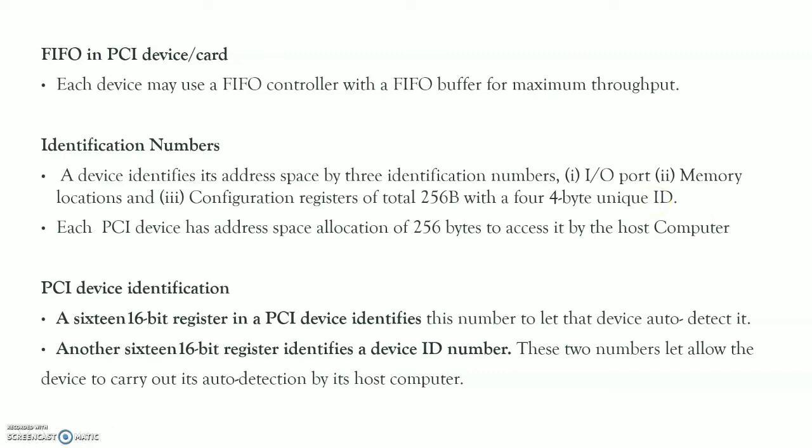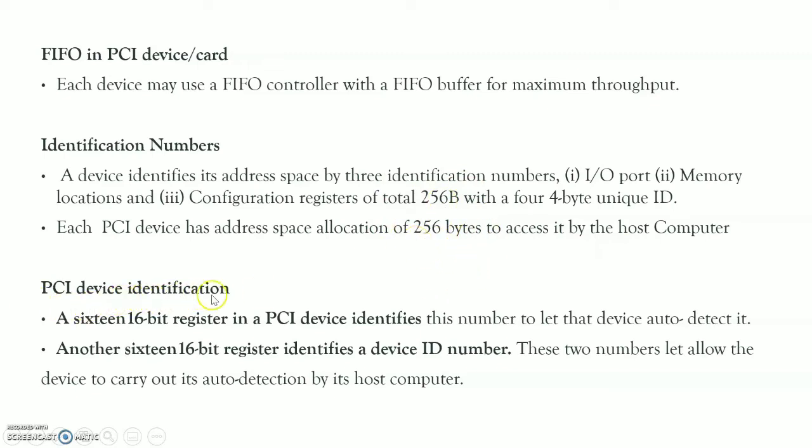So just know that when you are connecting a device to the PCI bus, it will get an address based on the 3 identification numbers, and the identification numbers will depend on the IO port, the memory, and the configuration registers. Okay, at least try to understand this much. Now, each PCI device has an address space allocation of 256 bytes, that is, the address space will have a size of 256 bytes. That is the meaning.